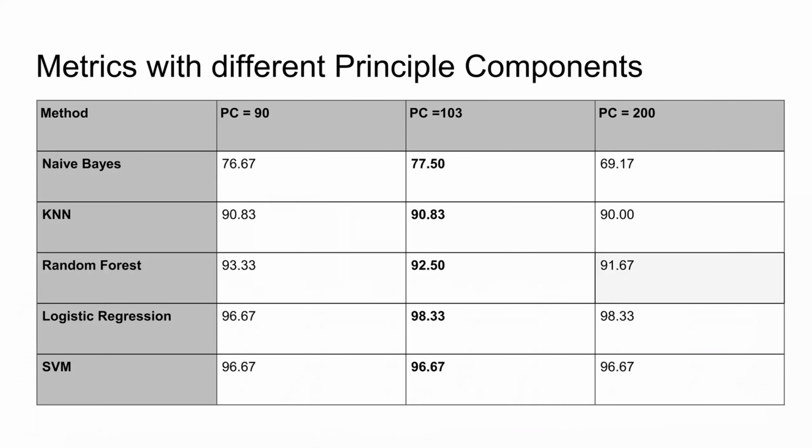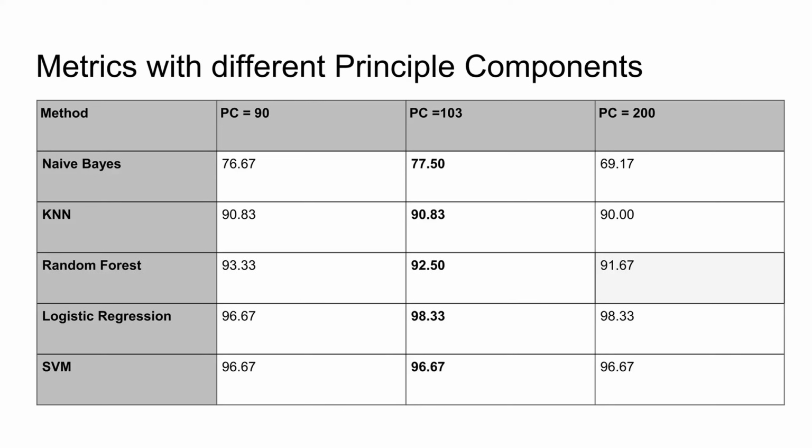Metrics with different principal components method. PC equals 90, PC equals 103, PC equals 200. Naive Bayes: 76.67, 77.50, 69.17. KNN: 90.83, 90.83, 90.00. Random forest: 93.33, 92.50, 91.67. Logistic regression: 96.67, 98.33, 98.33. SVM: 96.67, 96.67, 96.67. Analysis.